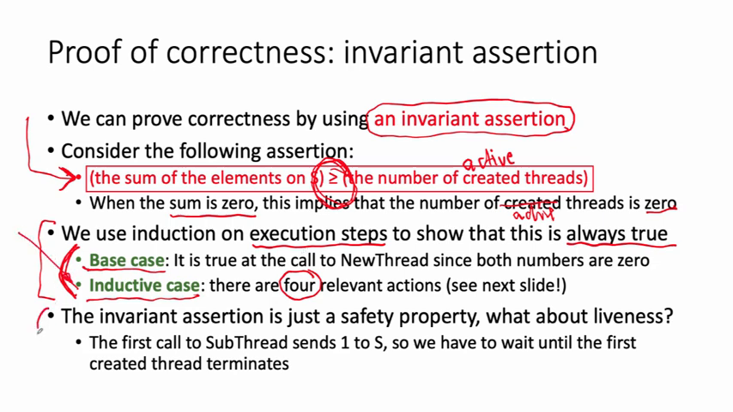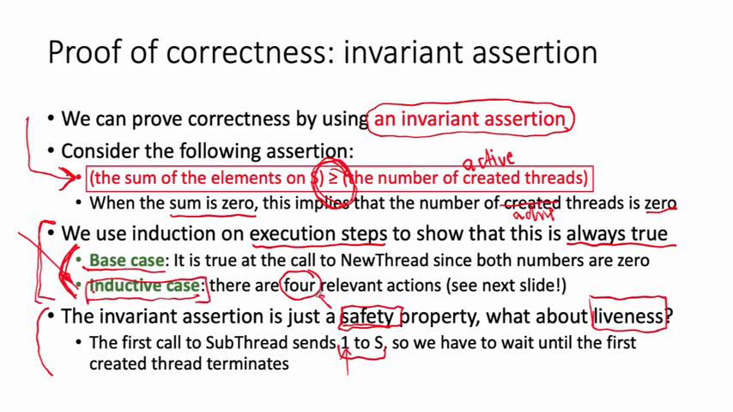And finally, the invariant assertion is a safety property. That means it ensures that the program does nothing incorrect. We also need liveness. We also need to make progress. And this is why we start by sending 1 to S, so that we are actually able to continue the execution without stopping immediately. But let me now look at the inductive case.